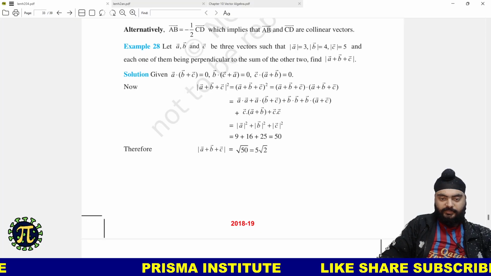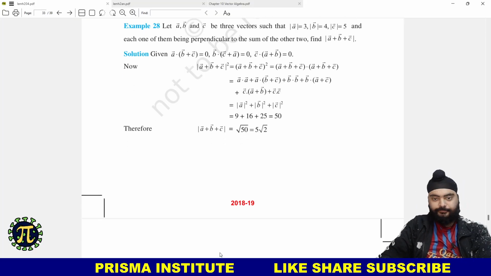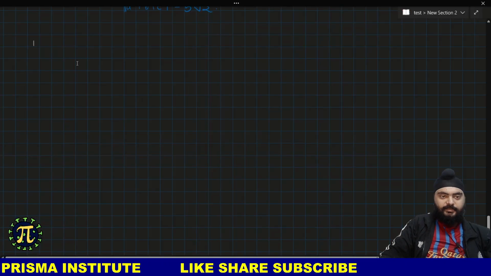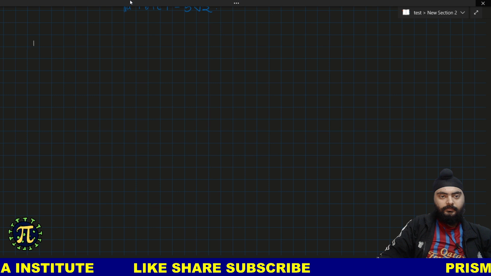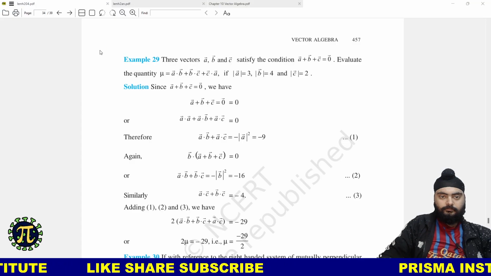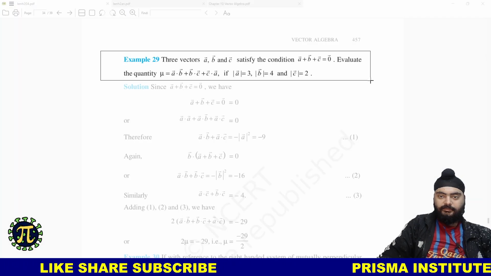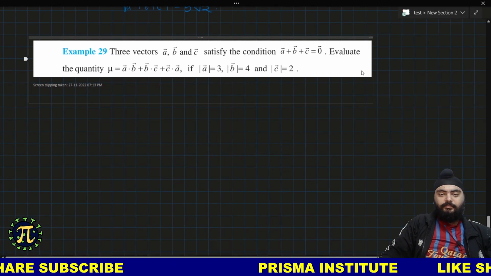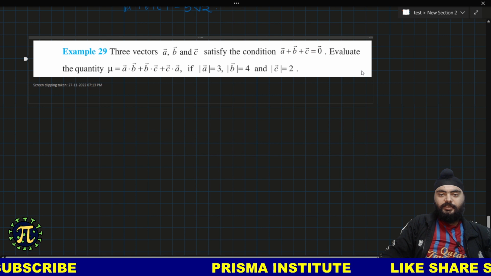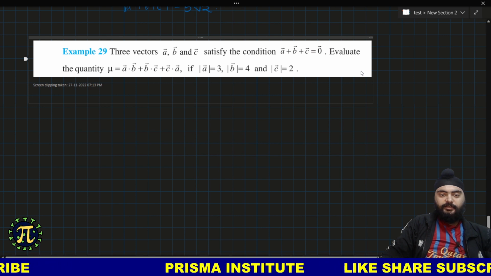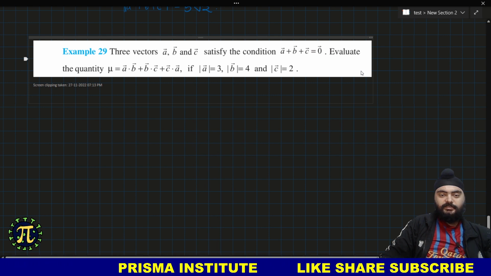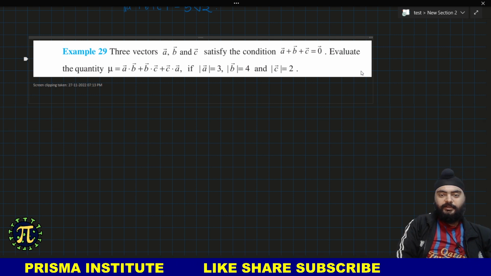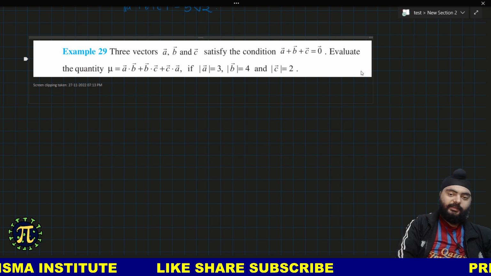Okay, so next question के लिए next page पे जाना. So looks like a similar question. Let's see. 29th. Three vectors A, B and C satisfy the condition A plus B plus C is null vector. Mu is defined as this condition. Okay. So if magnitude of A, B and C, ठीक है, हमें mu की वैल्यू निकालनी है.